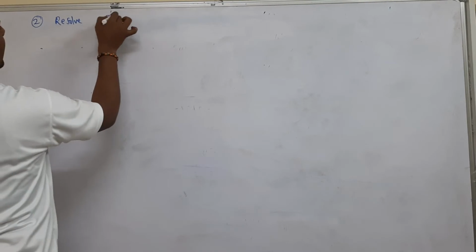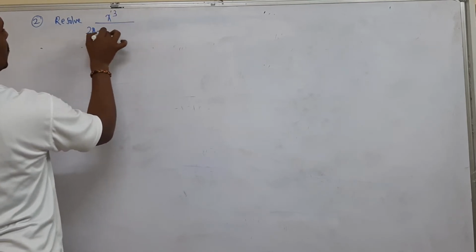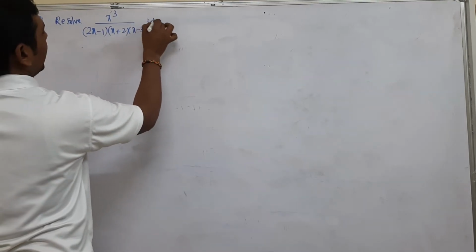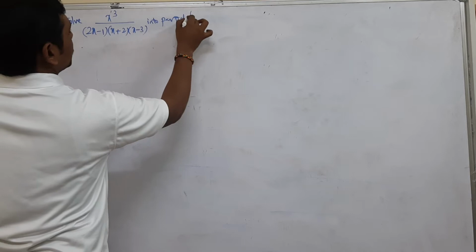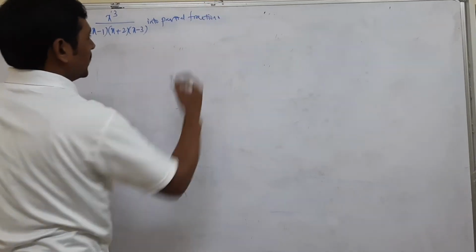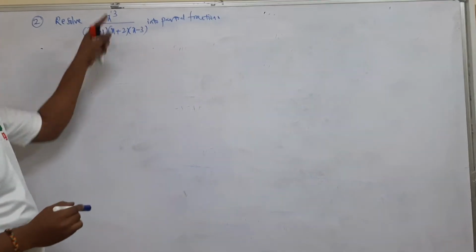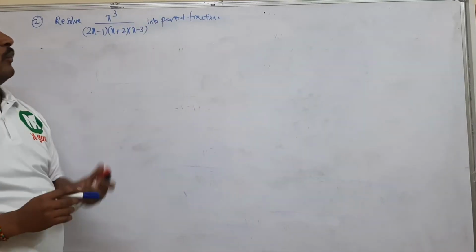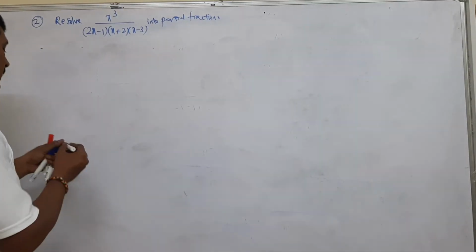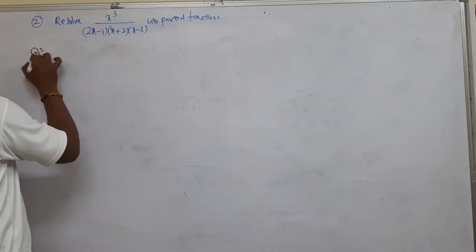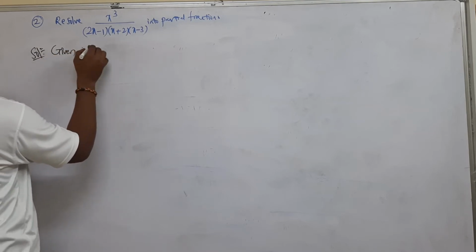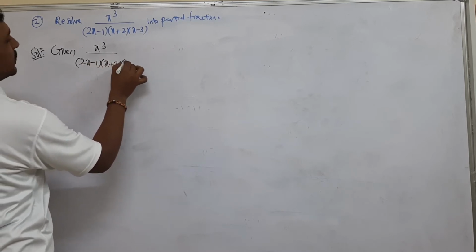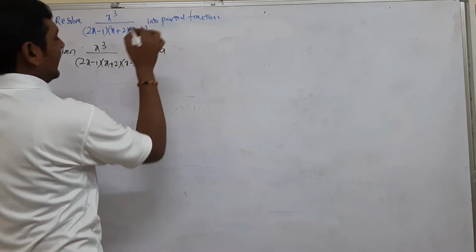Resolve x cube by 2x minus 1 into x plus 2 into x minus 3 into partial fractions. The question is x cube by 2x minus 1 into x plus 2 into x minus 3. We need to solve into partial fractions. Let us go for the simplification. First, what is given? x cube by 2x minus 1 into x plus 2 into x minus 3 is equal to A.